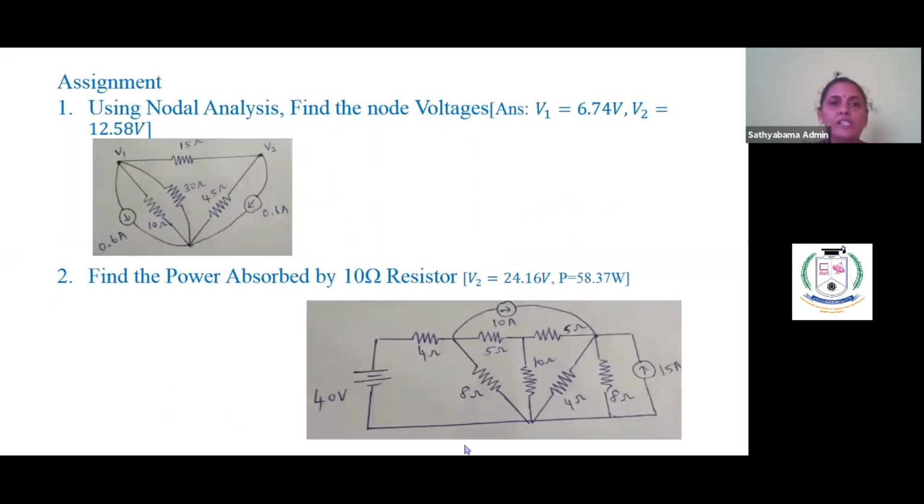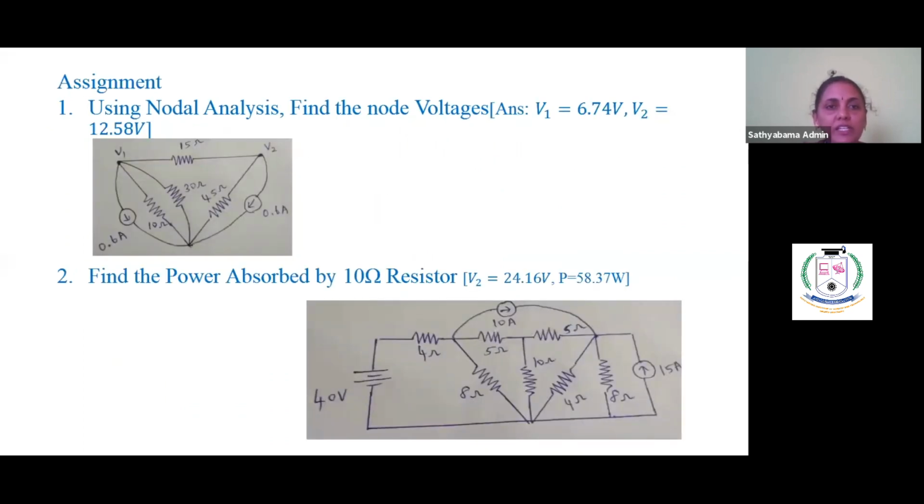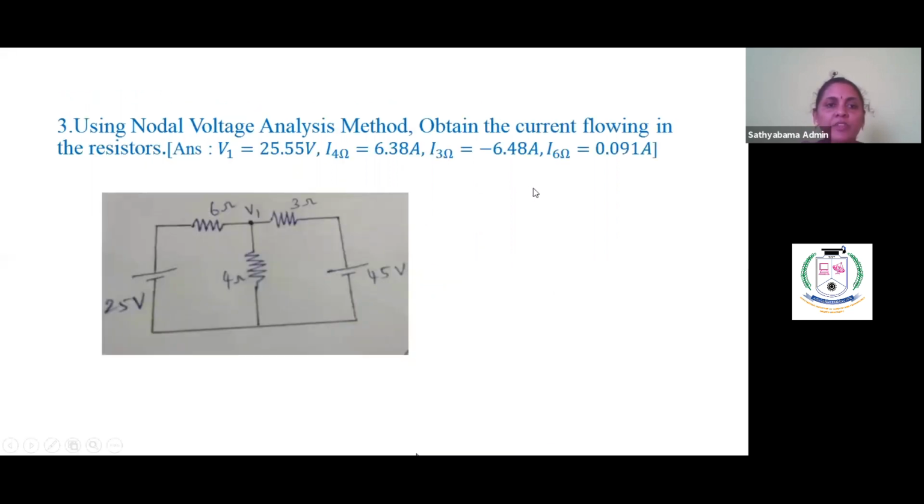Okay. Now a small assignment. I had just put in 3 problems. This will be posted in the Satyabhama YouTube. You can solve these problems. The answers are also given, right? See this problem, using nodal analysis, find the node voltages. So V1 and V2 you have to find. Okay, the same pattern how we have done the previous one. So you will write 2 cross 2 matrix, solve it out, find out del 1, del 2. Okay, same way.